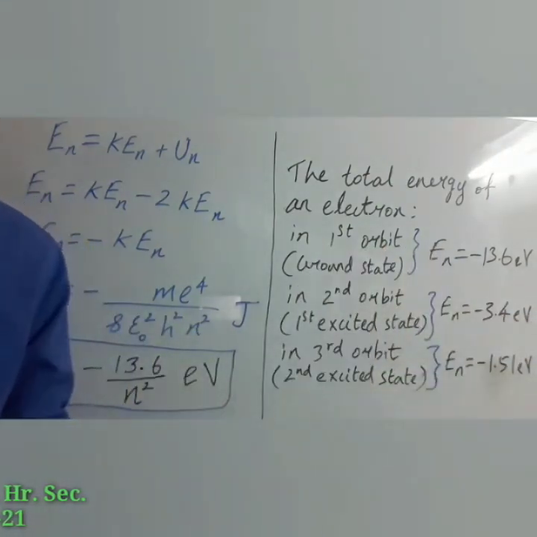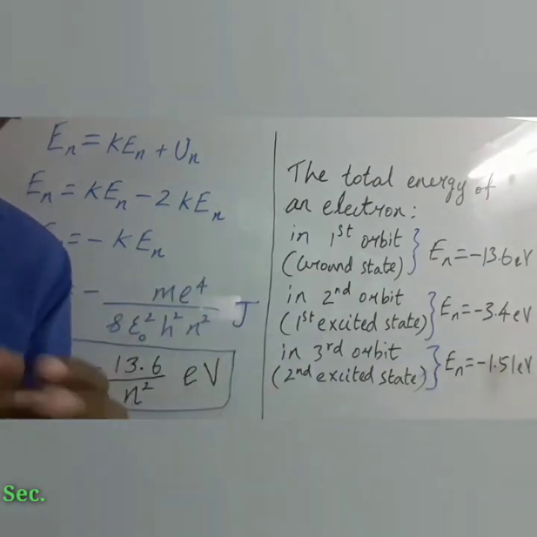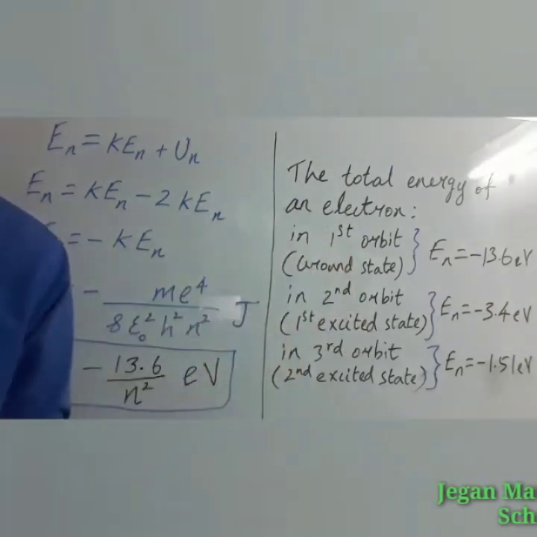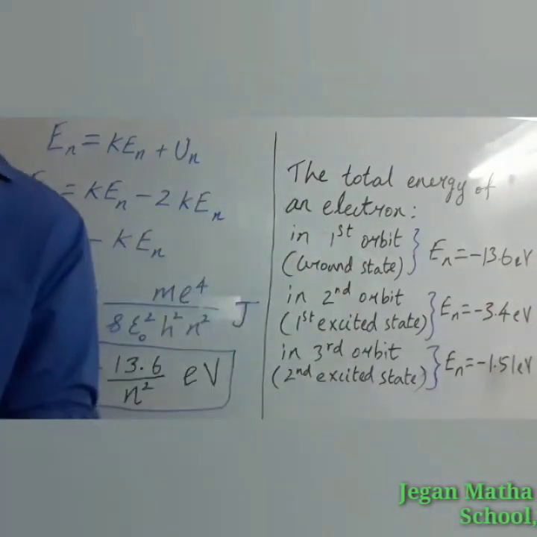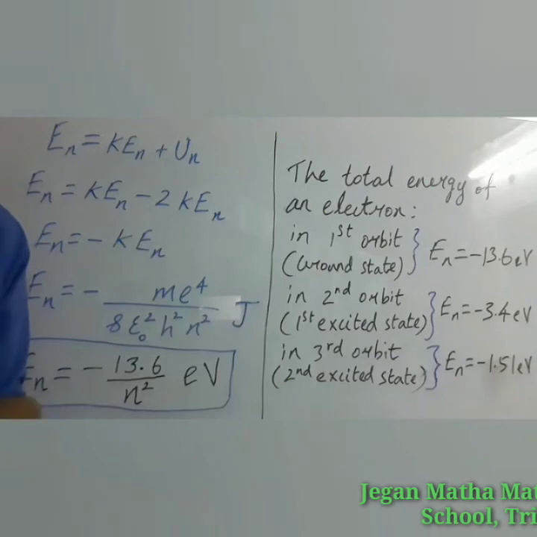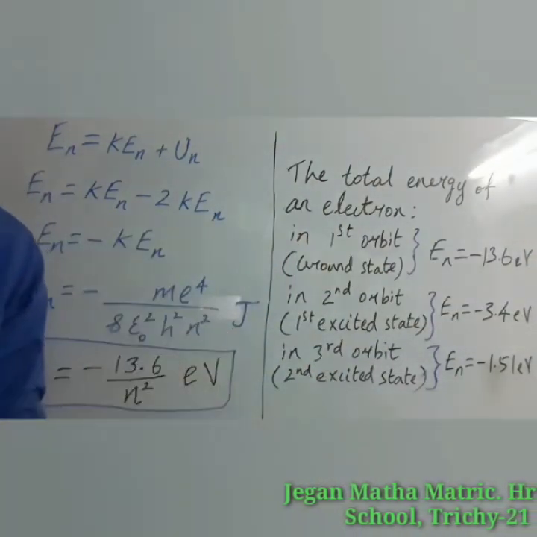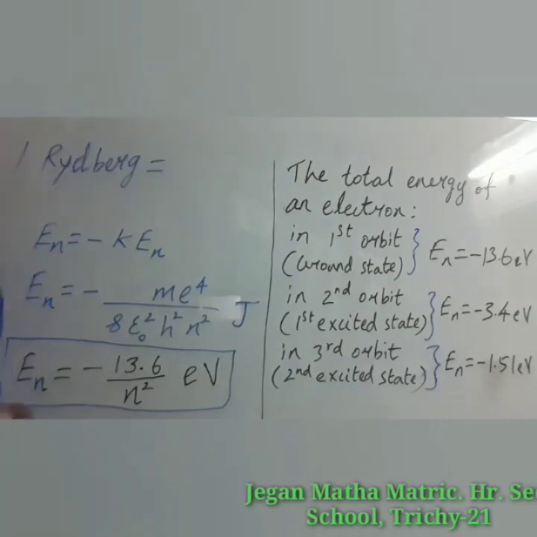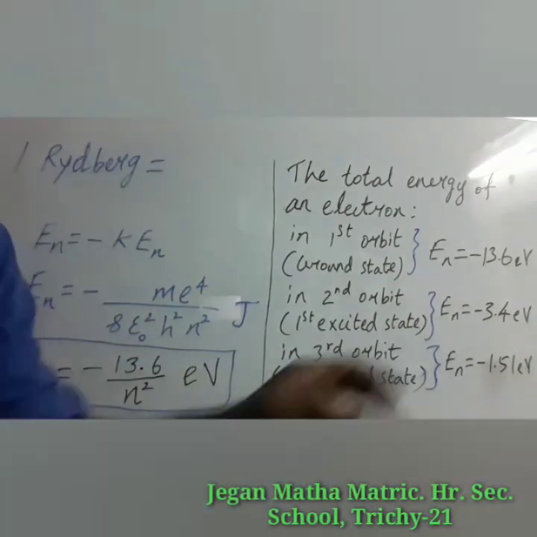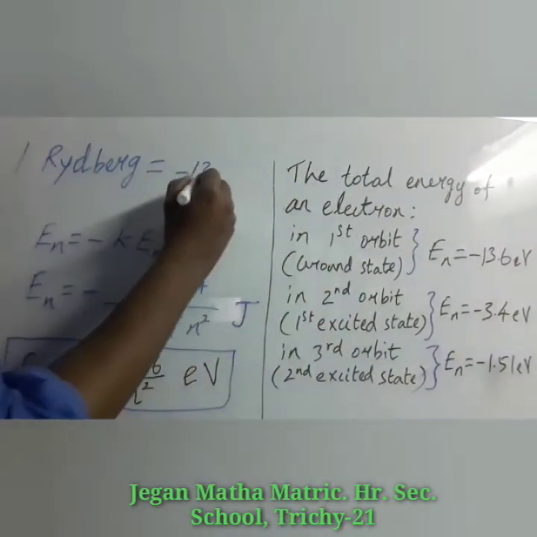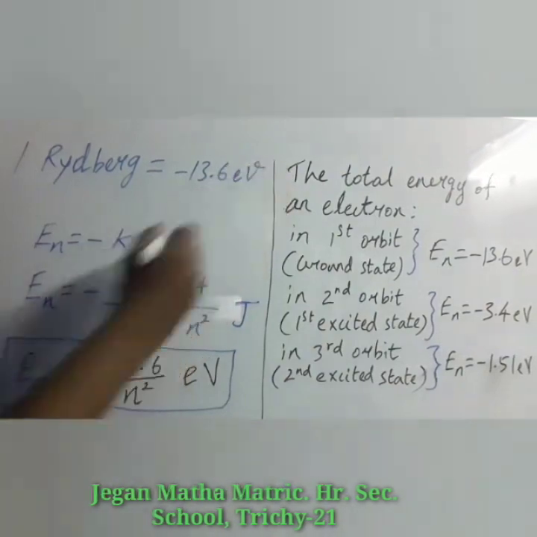Thus, the orbit which is closest to the nucleus, that is R1, has the lowest energy. So it is often called the ground state energy. That means the lowest energy state. The ground state energy of an electron, which is equal to minus 13.6 electron volt, is used as a unit of energy called Rydberg. So 1 Rydberg is equal to the energy of an electron in the ground state, that is minus 13.6 electron volt.